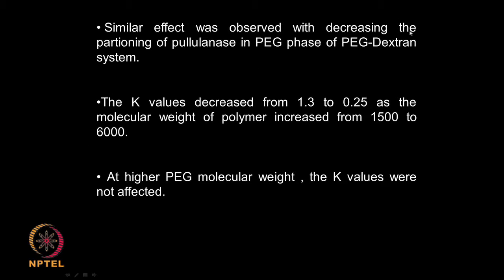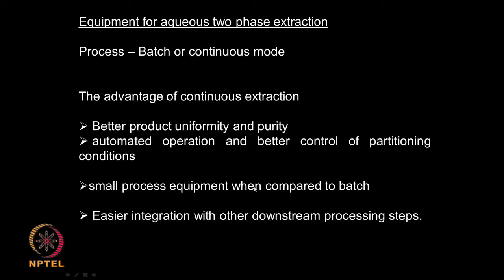A similar effect was observed with the decreasing partitioning of polyolefins in the PEG phase of a PEG dextran system. The K value decreased from 1.3 to 0.25 as the molecular weight of the polymer increased from 1500 to 6000. At higher PEG molecular weight, the K values were not affected. But within a certain range, as you increase the molecular weight of PEG, the K value keeps decreasing.